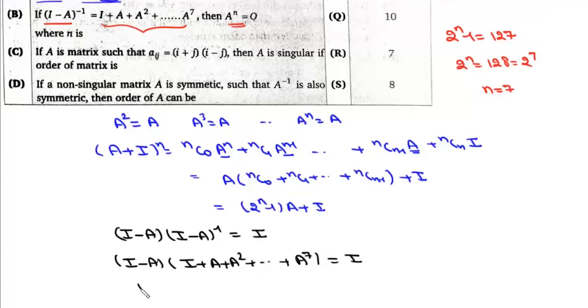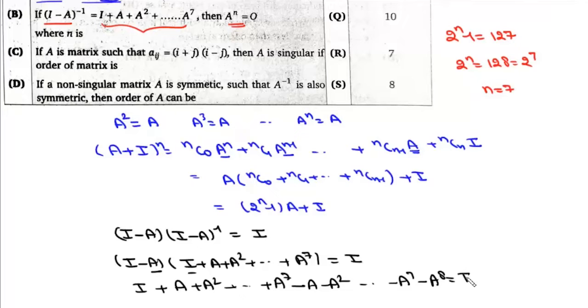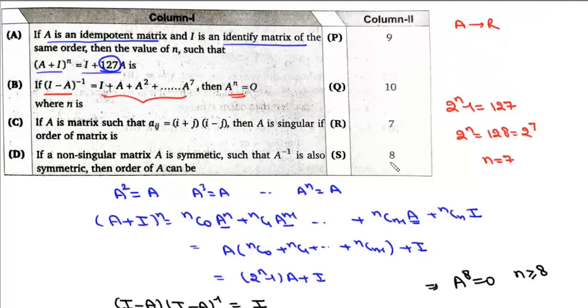Now when we multiply them, we can write this as I plus A plus A square up to A to the power 7 and then minus, now this is A minus A square up to minus A to the power 7 minus A to the power 8, and it will be equal to I. Now this I and I will cancel. Now the A square up to A to the power 7 will cancel. So from here the only condition that we'll get is A to the power 8 equals 0. So A to the power n will be 0 if n is greater than or equal to 8. So here we can take any value of n which is 8 or greater than 8. So B matches with P, Q and S.